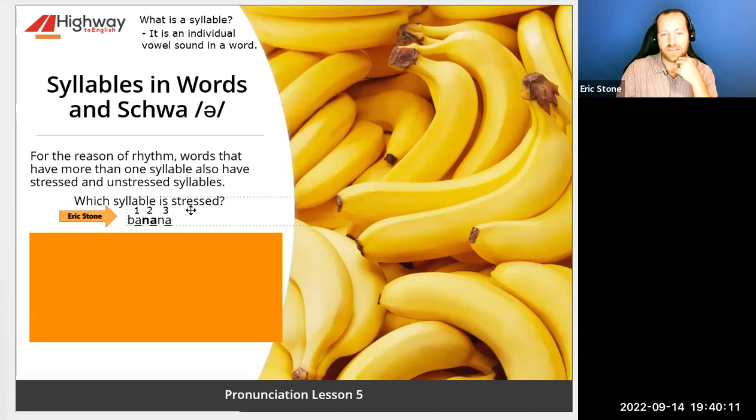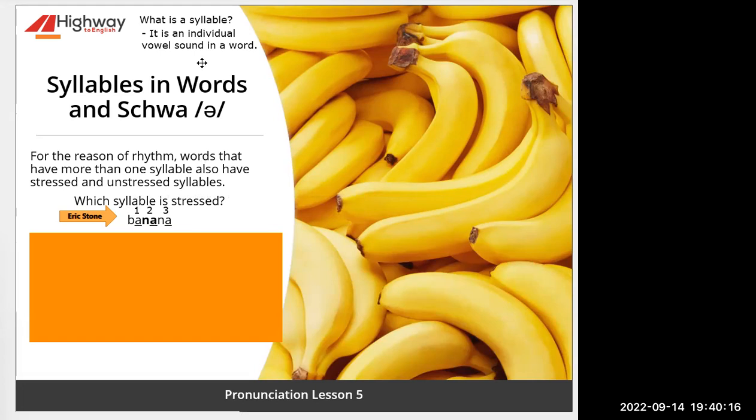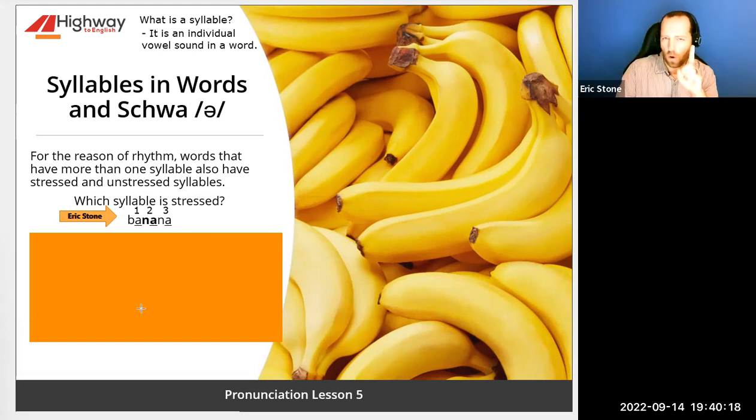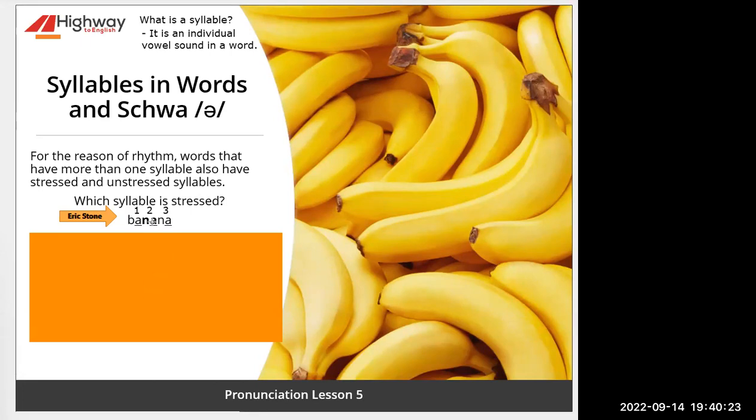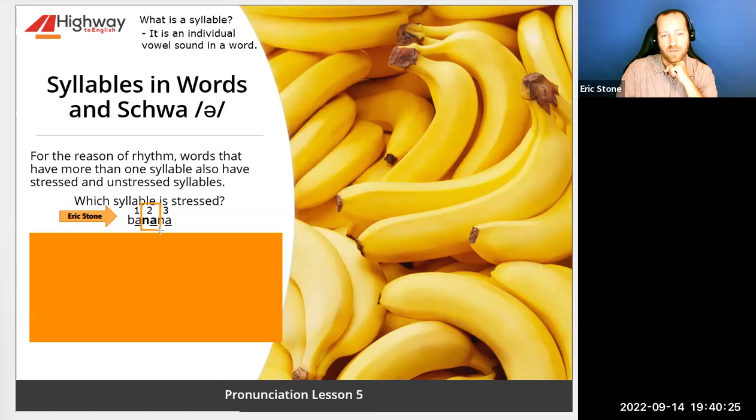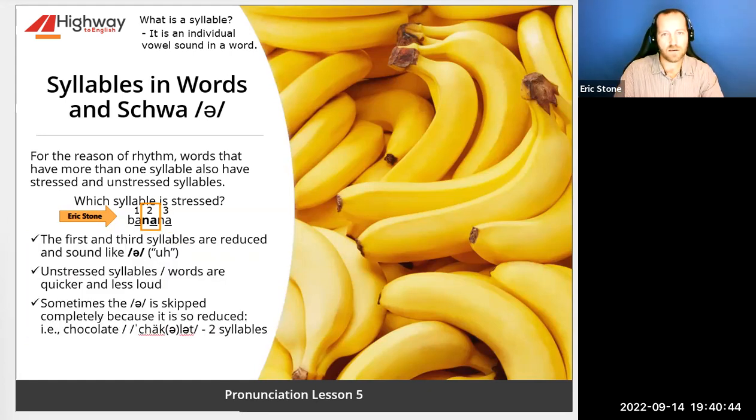The first, second, or third? Only one of the syllables is stressed. The second, sorry. The second one, correct. So when we say this word, our voice goes like this. It's banana, banana. Okay, the second syllable is stressed. We need to put some force on it. Okay, banana.